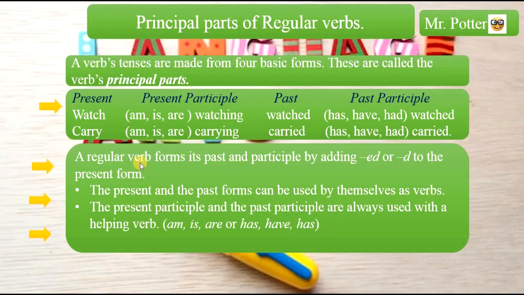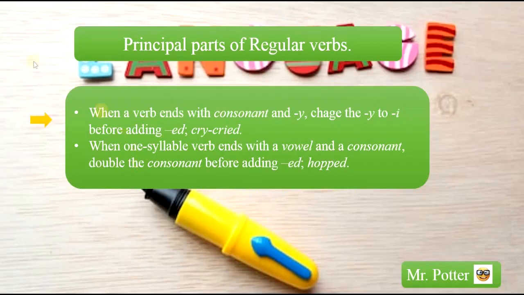Now, let's continue with the principal parts of regular verbs. When a verb ends with consonant and y, you change the y to i before adding ed. For example, cry. If you see, in the verb cry, we change the y to i, and then we add ed. When a one-syllable verb ends with vowel and consonant, what are you going to do? You are going to double the consonant before adding ed. For example, hope. Okay? Now, let's practice.